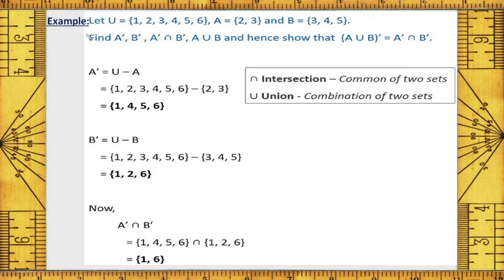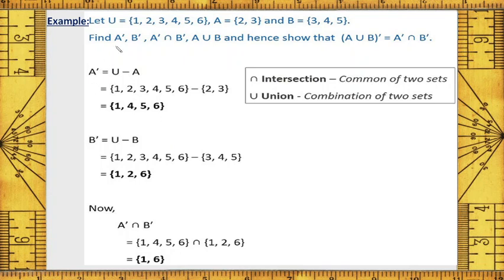Now let's take one more example. Here universal set we have taken, and then set A and B, two different sets we have taken. We have to find out these things and then we will prove the same De Morgan's law. Not with the help of Venn diagram. Here we'll do it practically and we'll see.